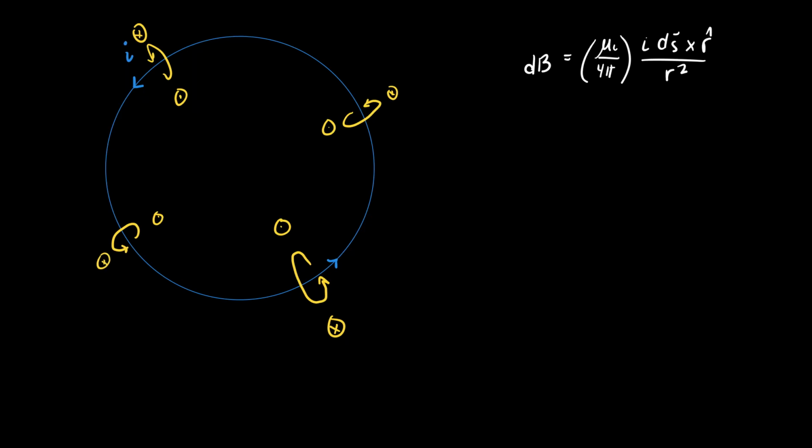Now, the magnetic field inside the loop isn't uniform. And we're not going to talk about places that aren't symmetrical. So when it comes to finding the magnetic field, the only place we're going to be interested in is finding the magnetic field at the very center of the loop.